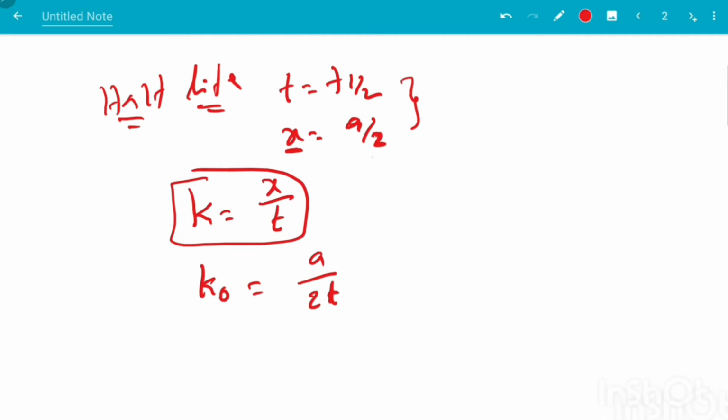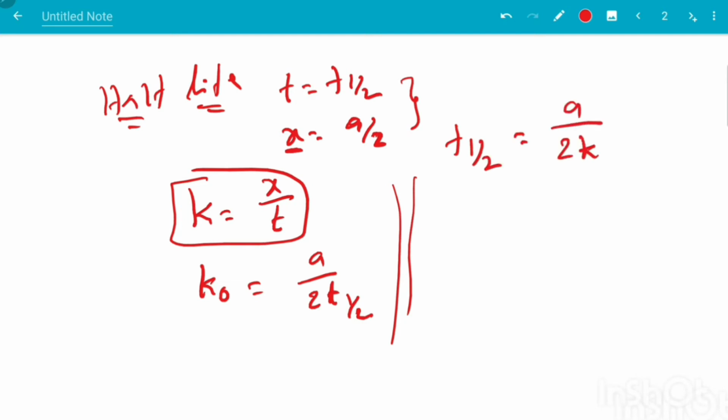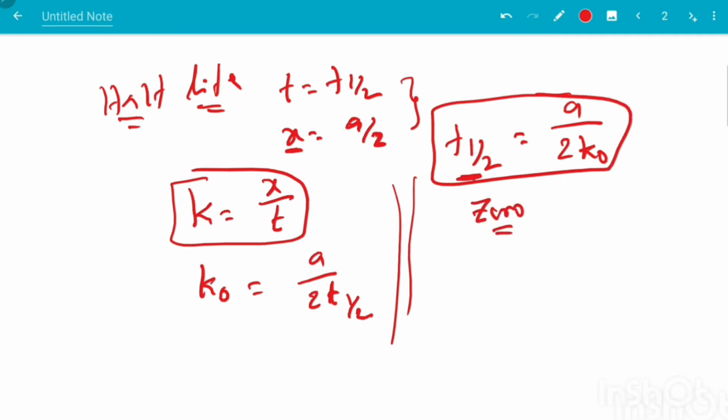Here x equals a by 2 and t equals t half. That is the half-life. Then finally t half equals a by 2k naught. It is the half-life formula for zero order. Here the half-life of the zero order reaction is directly proportional to the concentration of reactants.